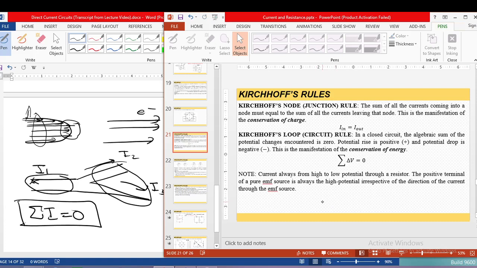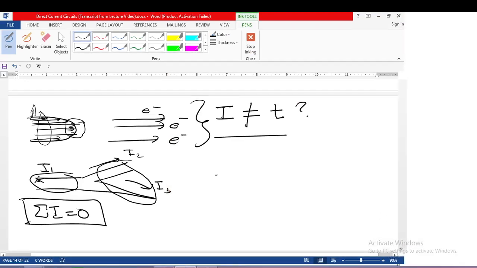The loop rule is all about conservation of energy, because we know that the loop rule is all about voltage, and voltage is directly proportional to energy. So we can think of it as just energy. The loop rule is actually the manifestation of conservation of energy. Why do we need to conserve the energy? Because energy must always be conserved. Once you violate the law of conservation of energy, then we begin to doubt the theory, right?